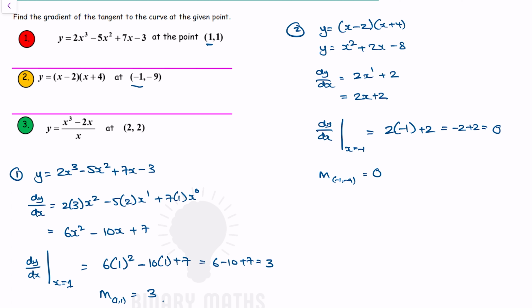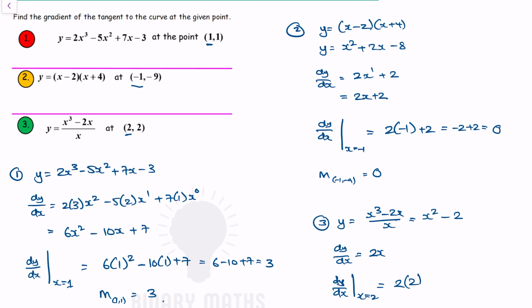Question 3. You've got y is equal to (x cubed minus 2x) over x, which is equal to x cubed over x, which is x squared, minus 2x over x, which is minus 2. So dy/dx will be equal to 2x. When you differentiate x squared, you get 2x. Minus 2 differentiates to nothing. So dy/dx at the point x equals 2 is equal to 2 times 2. You just substitute 2 into the expression for dy/dx, which is equal to 4. So the gradient at the point (2, 2) is equal to 4.